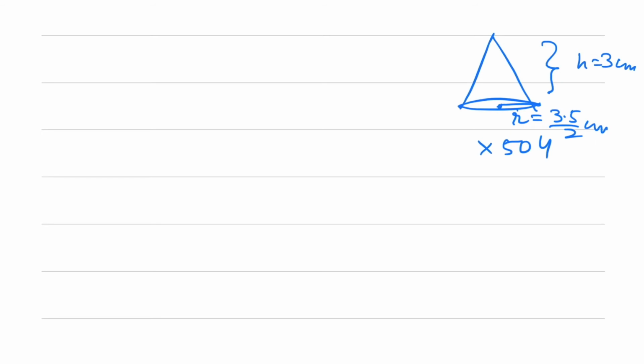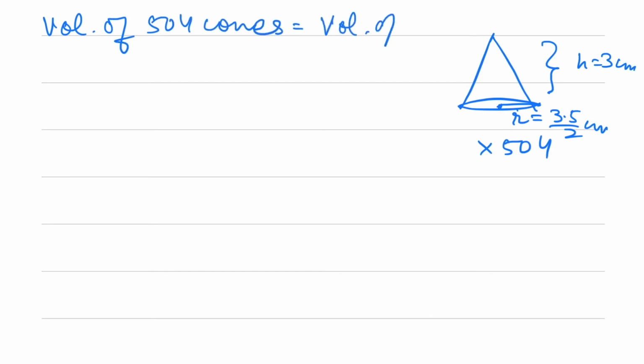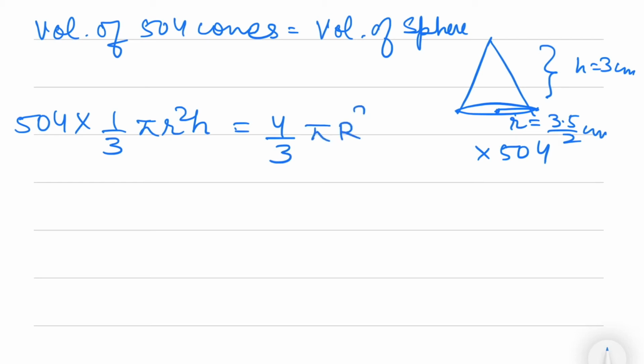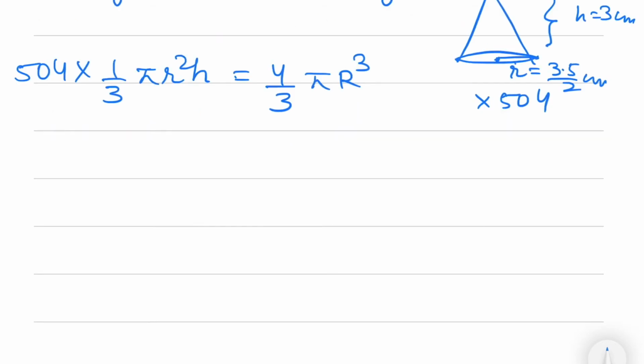So now we can say volume of 504 cones is equal to volume of sphere. So let's write down the formula first. So 504 cones, and volume of one cone is 1 by 3 pi r square h, is equal to volume of a sphere, which is 4 by 3 pi R cube. I have taken small r and capital R to differentiate between the radii of cone and sphere.